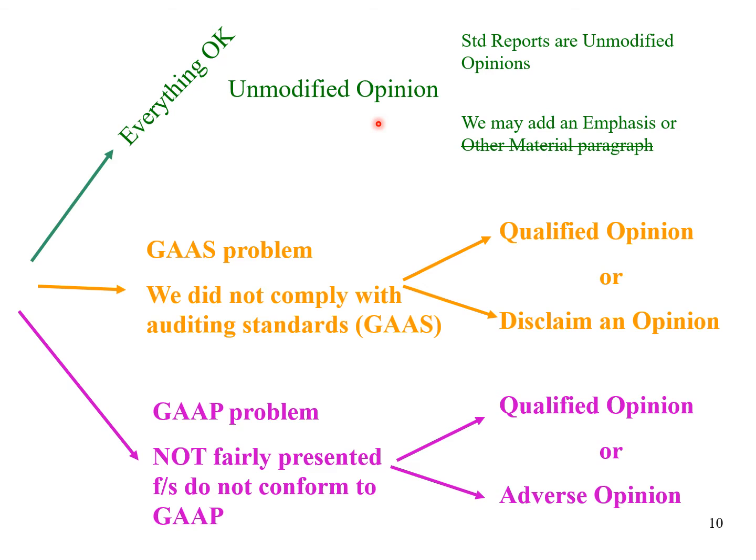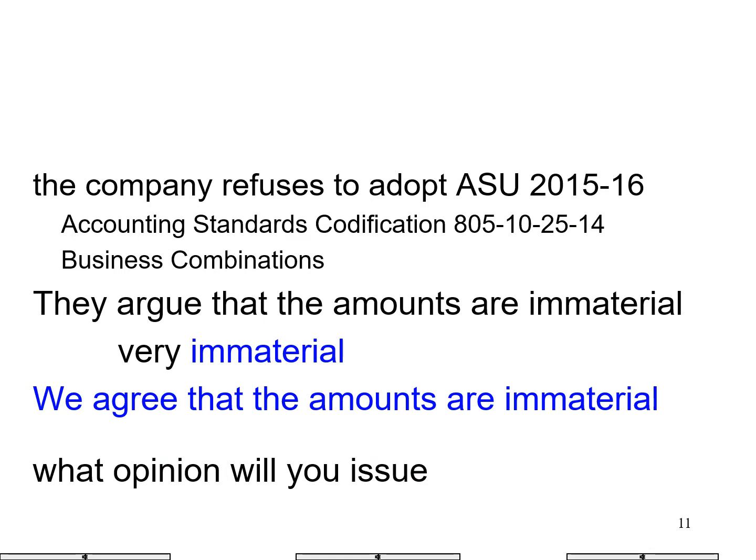And then we've got, tomorrow we're going to talk about material misstatements, and then we're going to talk about auditing problems. The company refuses to adopt Accounting Standard Update 20516. They argue the amounts are immaterial, very immaterial. We agree that the amounts are immaterial. What opinion will you issue?